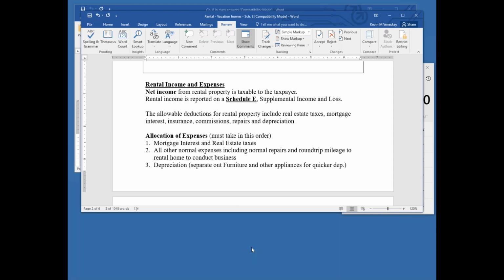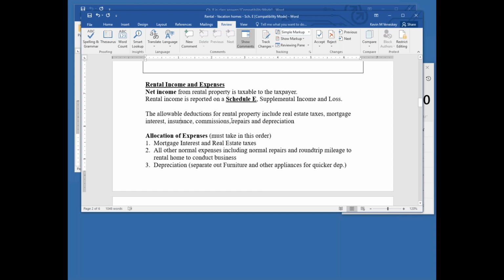So things that you can deduct for your rental properties, some of the biggest items: your real estate taxes and mortgage interest that you may still be paying on your rental property. And then any insurance you have, repairs, depreciation, you can take all of those types of deductions. And then you can also take travel to get to and from your rental properties, especially when you're doing repairs or collecting rent or anything associated with the rental property. You can include that travel.